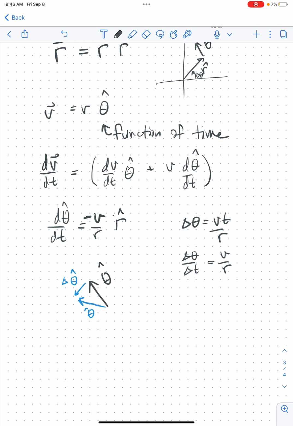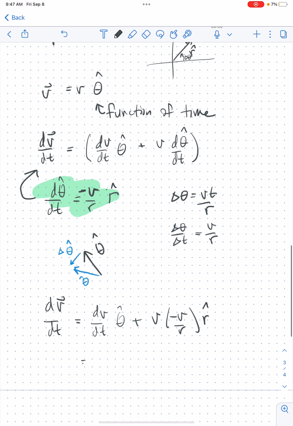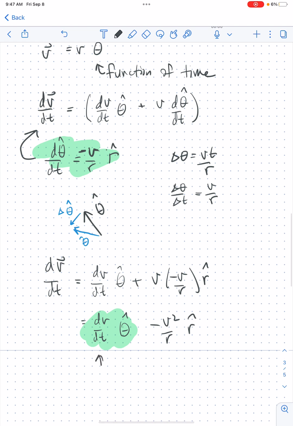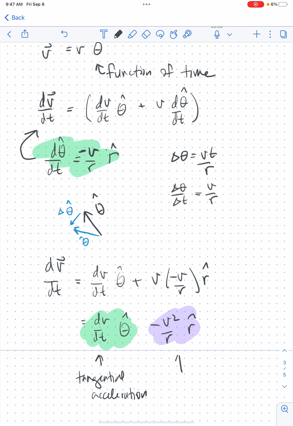All right, so now we can plug this expression here into our expression for v above, and then we find that dv dt then is dv dt theta hat plus v times negative v over r r hat. So that's dv dt theta hat minus v squared over r r hat. Now notice here I did not assume uniform circular motion, so this first term here is the tangential acceleration because it's dependent on changing velocity over time. And then this second term here is our centripetal acceleration. Okay.